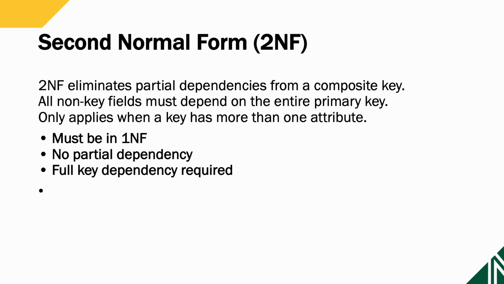Coming to the second normal form, this builds on the 1NF and deals with something called partial dependency. 2NF is only relevant when the primary key is composite, which means that the key is made up of two or more columns. In 2NF, every non-key attribute must depend on the whole primary key, not just part of it. This prevents redundancy and ensures that all information relates properly to the key.